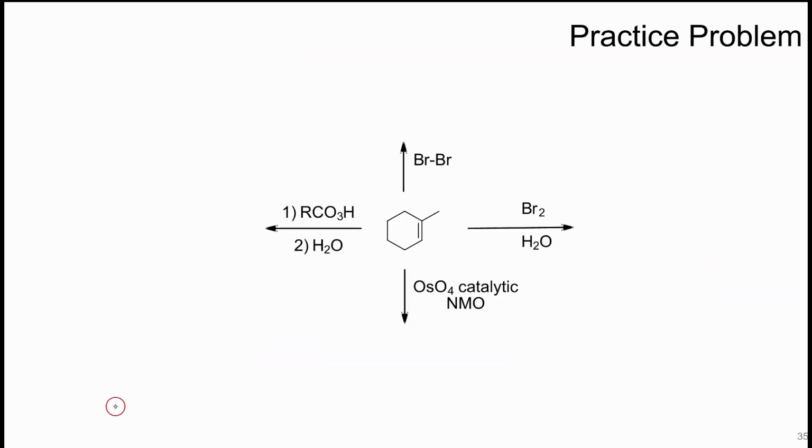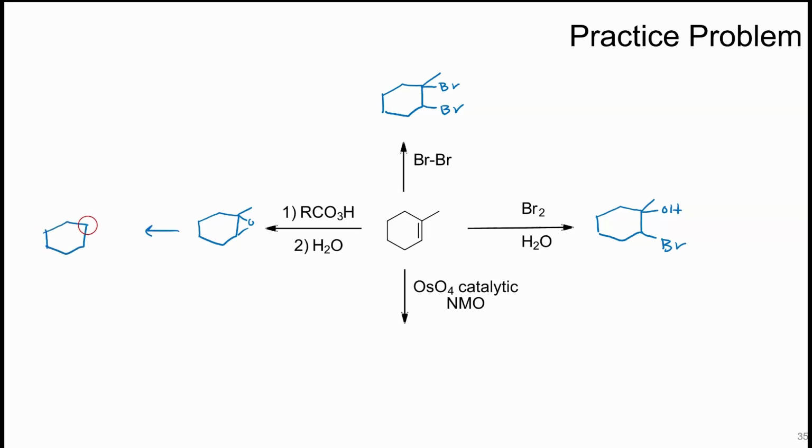So a couple of problems. Br across the double bond. I'm going to exclude stereochemistry here. We get Br2 plus water. We're going to form the bromonium, and the water is smaller than the Br, so that will sneak in here to the more substituted position. And then we get the Br. With the peroxy acid and water, we first form the epoxide. And then we get the diol. And with OsO4, we get a syn diol.